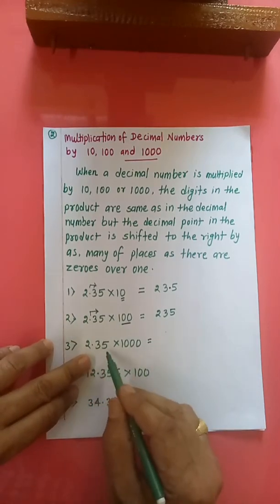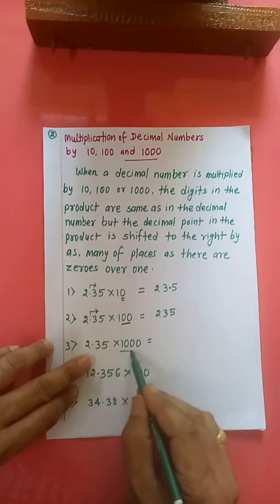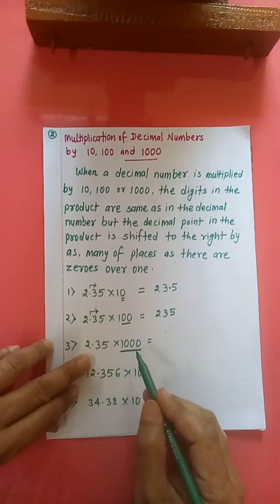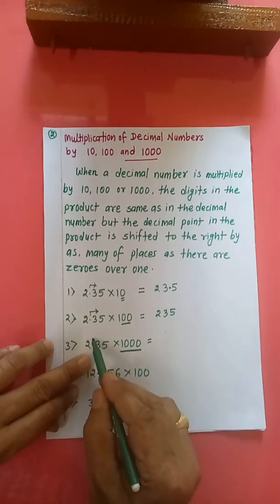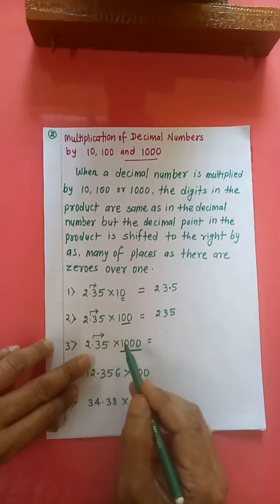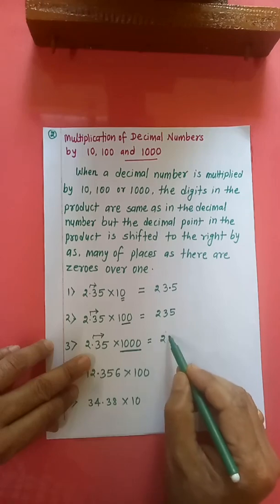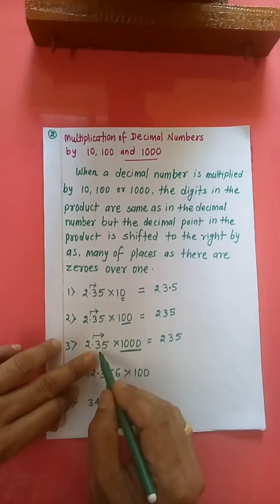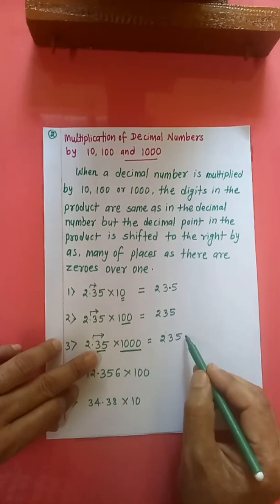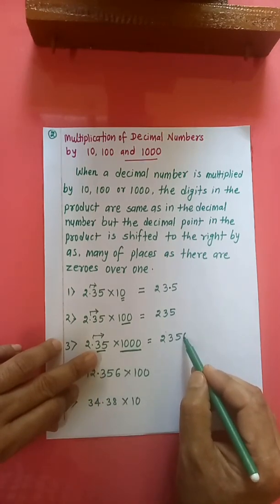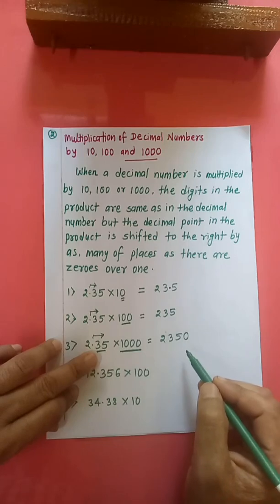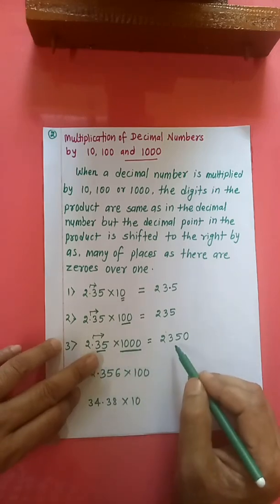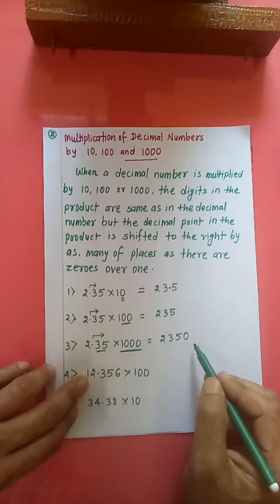Another example, 2.35 multiplied by 1000. Here there are 3 zeros. So the decimal will shift right side after 3 places. 235, but there are only 2 places. For this we put 0 at the end. So 2.35 multiplied by 1000 is equal to 2350.